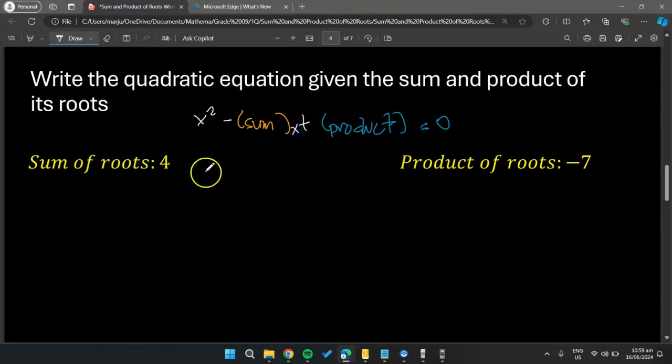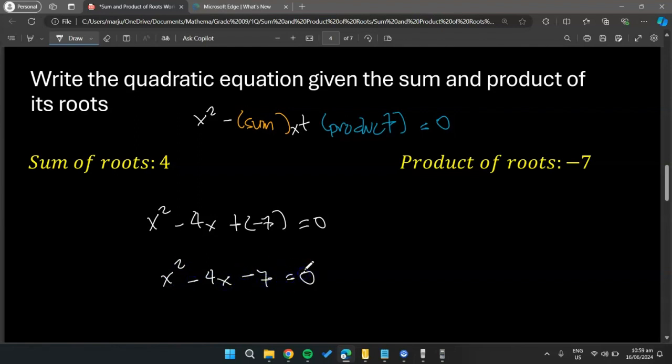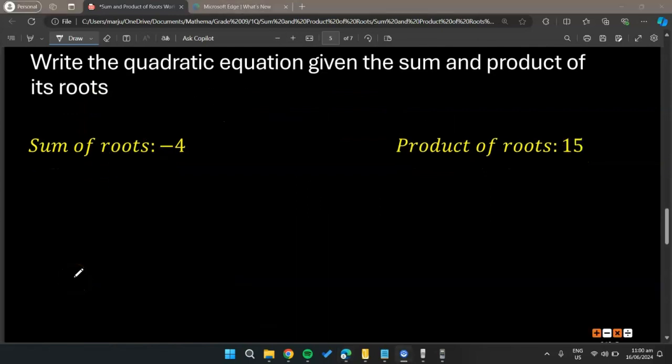Alright, so let's try. The sum is 4, the product is negative 7. So again, the equation will be like this. So we have x squared minus, the sum is 4, so we have 4x plus, the product is negative 7, so plus negative 7 equals 0. So our equation is just x squared minus 4x minus 7 equals 0. So again, that is how we write the equation given the sum and the product of the roots of a quadratic equation. Now let's have the second example.